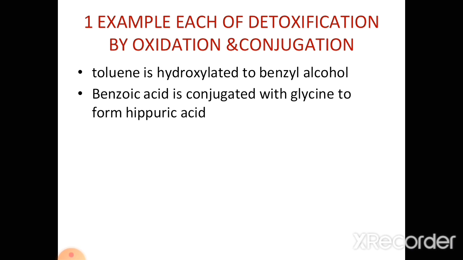Then one example each of detoxification by oxidation and conjugation. For conjugation, the example is benzoic acid conjugated with glycine to form hippuric acid. Then oxidation, toluene is hydroxylated to benzyl alcohol.